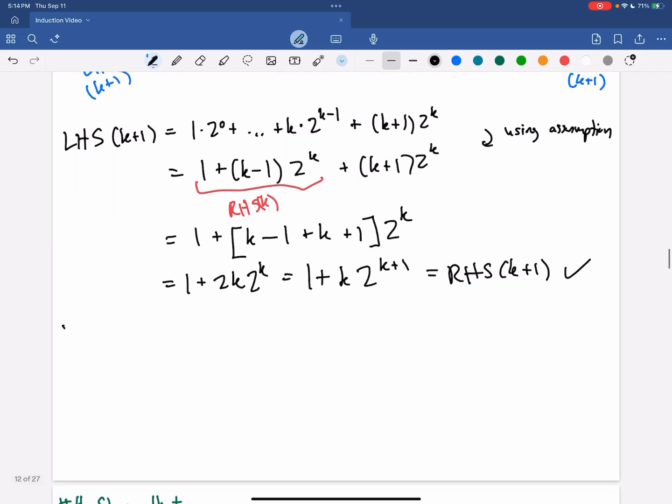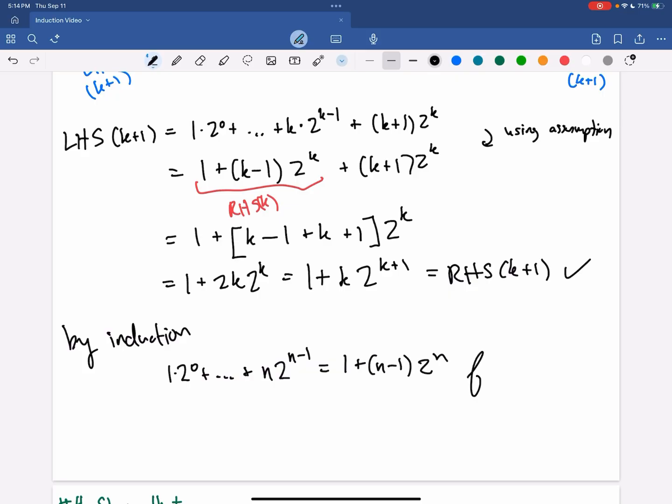And so by induction, we can say that 1 times 2 to the 0 all the way up to n times 2 to the n minus 1 is indeed equal to 1 plus (n minus 1) times 2 to the n, for all natural numbers n.